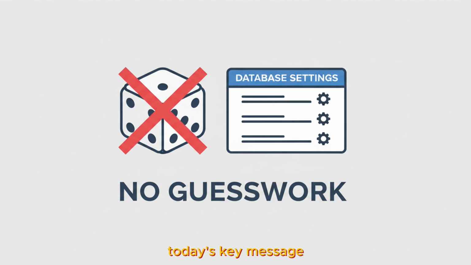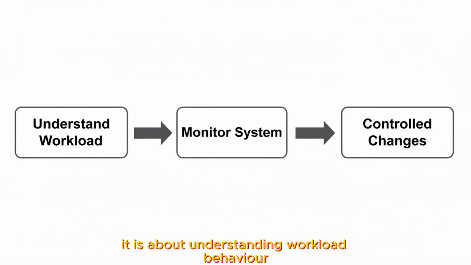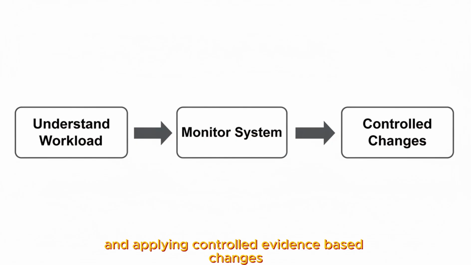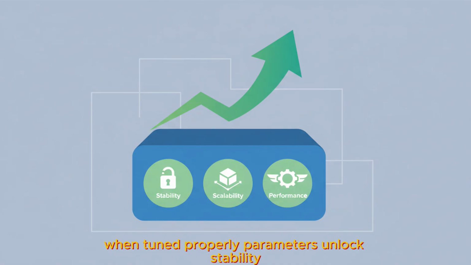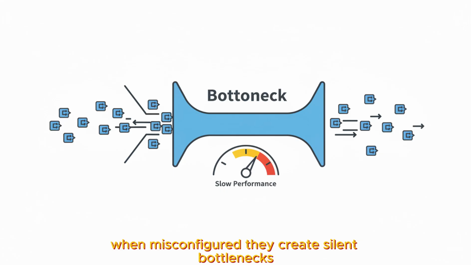Today's key message. Server parameter tuning is not about guesswork. It is about understanding workload behavior, monitoring the system, and applying controlled, evidence-based changes. When tuned properly, parameters unlock stability, scalability, and performance. When misconfigured, they create silent bottlenecks.